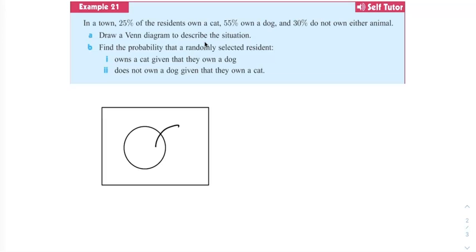My circle was so bad, I didn't like it. There we go. I don't like that. There. Let's do this. There we go. Okay, one side's cats, one side's dogs, and this is the universe.